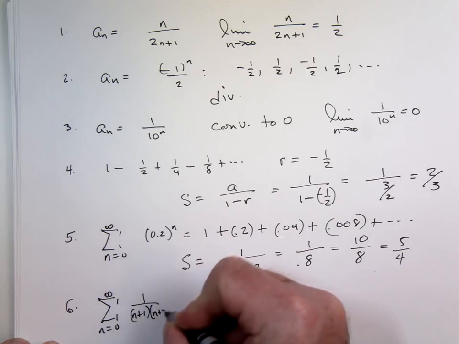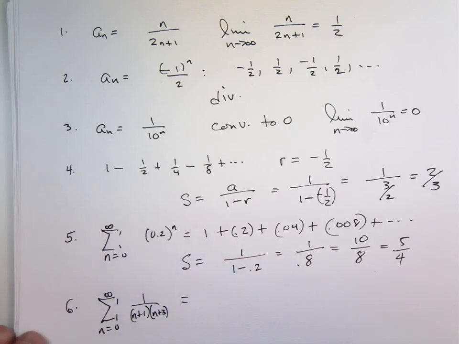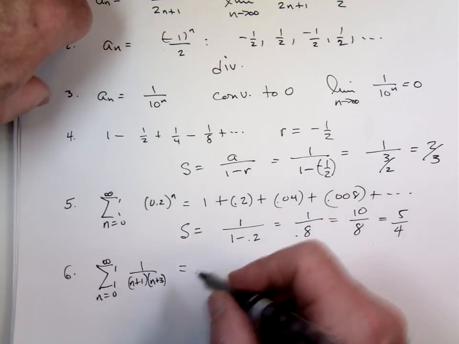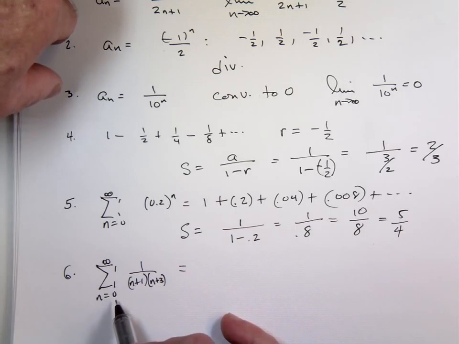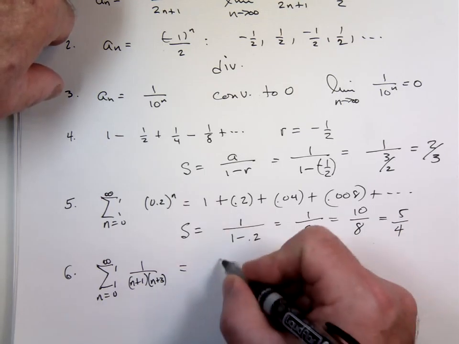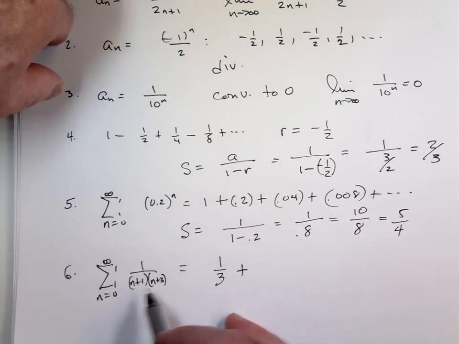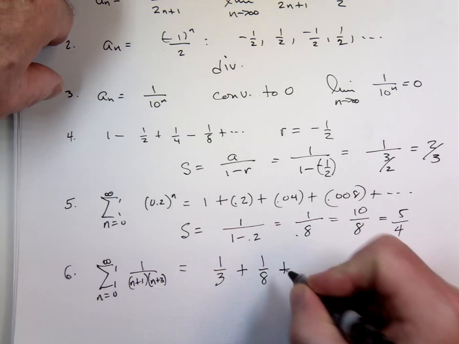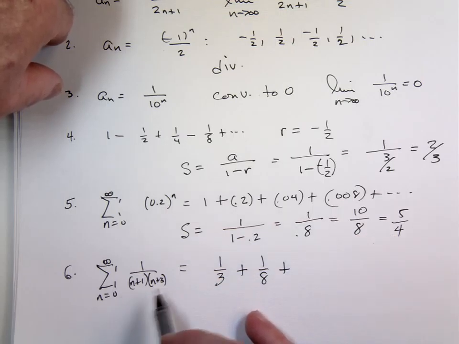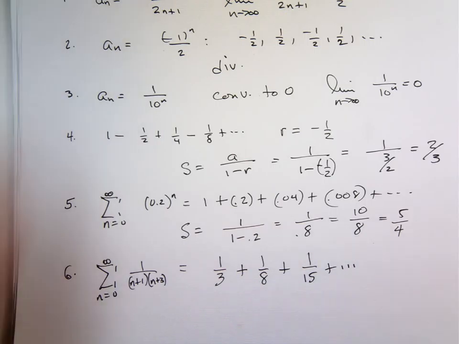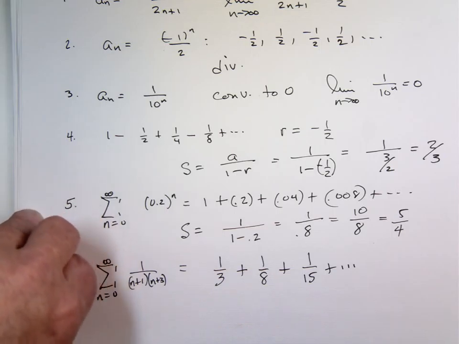But you should realize this is telescoping. This is in the form for a telescoping sum. If you write out a couple of terms, n equals 0, you get 1 times 3, so 1/3. When it's 1, you get 2 times 4, 1/8. When it's 2, you get 3 times 5, a 15th. So it's clearly not geometric. You're not multiplying each term by the same thing to get to the next. But it is telescoping, and the way to handle these telescoping sums is to do the following.